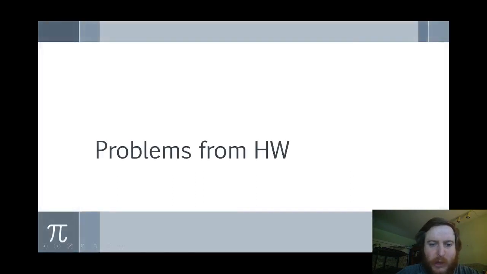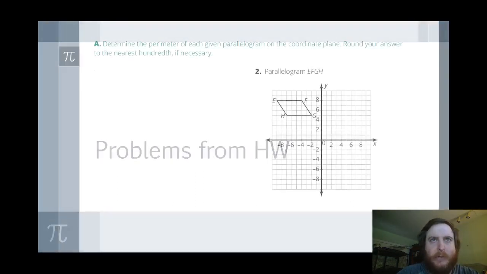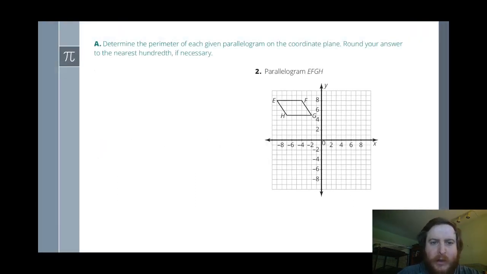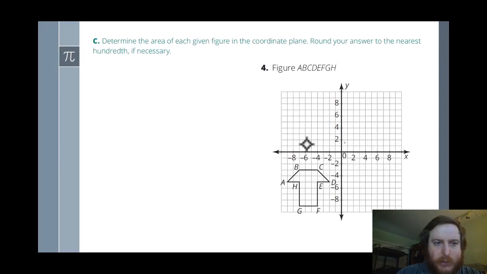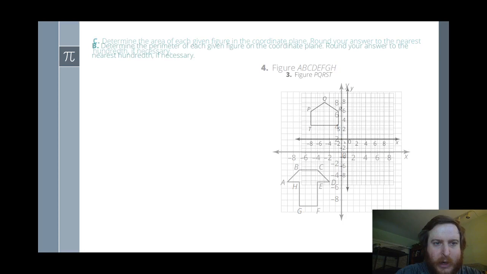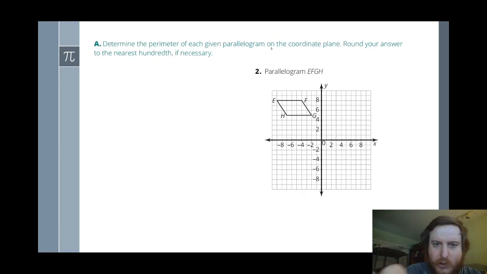Okay. So we'll just do a few examples from the homework. This will be our shortest video yet. So part A, they're giving us all parallelograms, and they're asking us on part A, having technology problems again. Uh-oh. Let's see if we can get that. There we go. So they're just asking us for the perimeter, not the area, just the perimeter.